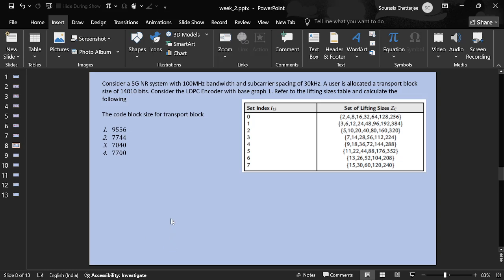So with that we can handle this question here. It says that in our system with standard 100 megahertz bandwidth and some subcarrier spacing, the user is allocated a transport block size of 14010 bits. We are asked to consider the LDPC encoder with base graph 1, refer to the lifting size table, and calculate the code block size for the transport block. So how do I proceed in this scenario? What checks do I need to perform first of all?